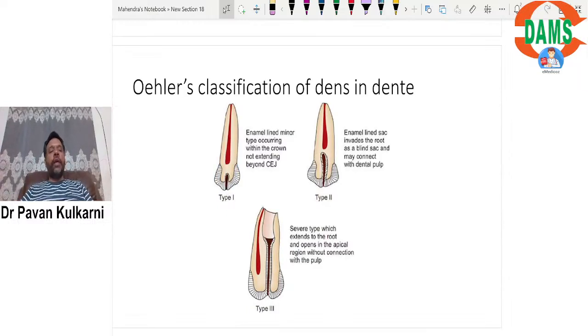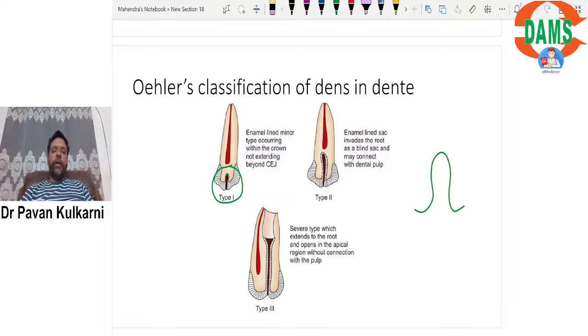Now, O'Haller's classification. All of us know O'Haller has classified dens in dente, also called dens invaginatus. Basically, O'Haller has classified this dens in dente into three types: type 1, type 2, type 3. You can see here carefully what is type 1. Only if the crown is involved. So the invagination involves only the crown.